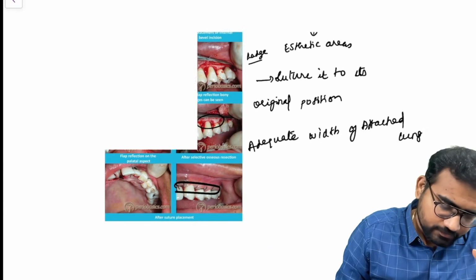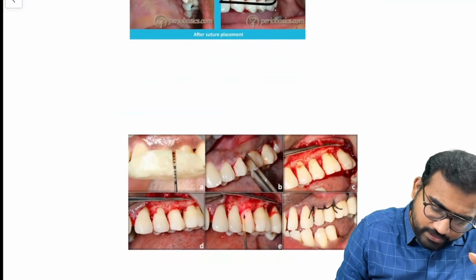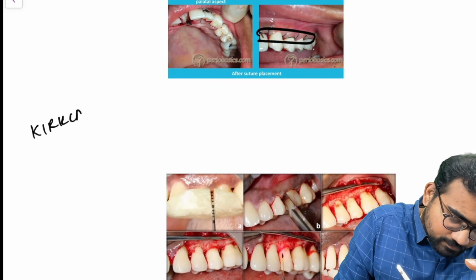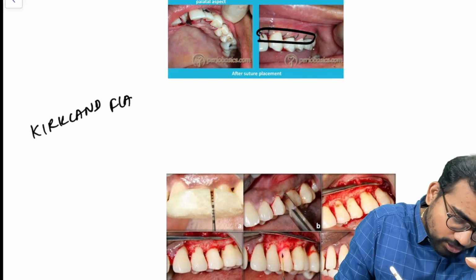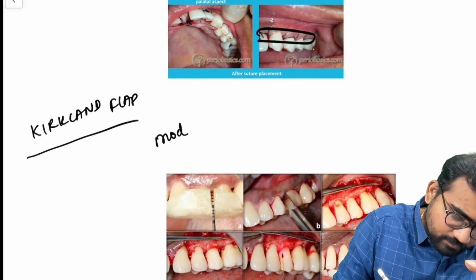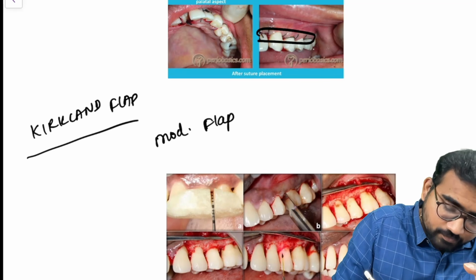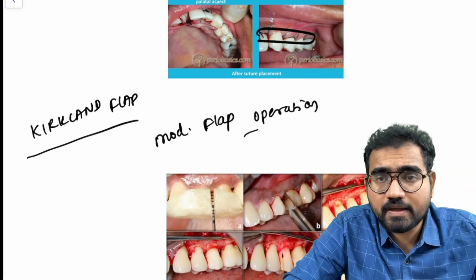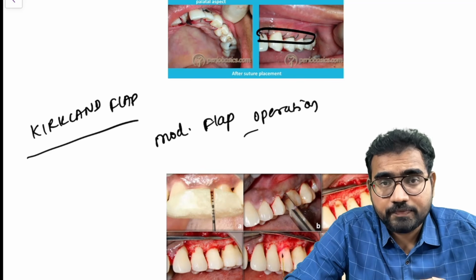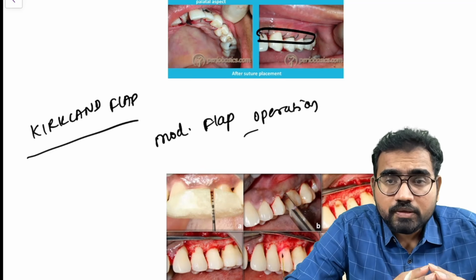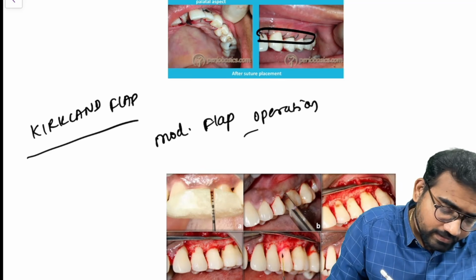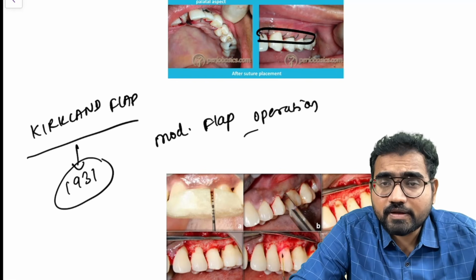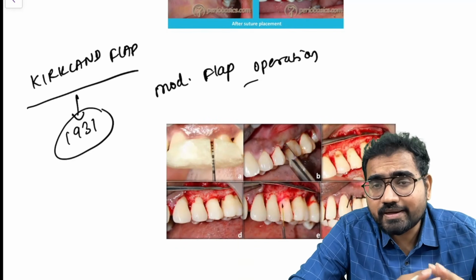Fine, very good. The next one we are going to see is the conventional flap technique, which is nothing but the Kirkland flap or modified flap operation. Okay, so it's the Kirkland flap or modified flap operation. This technique was given by Kirkland in the year 1931.